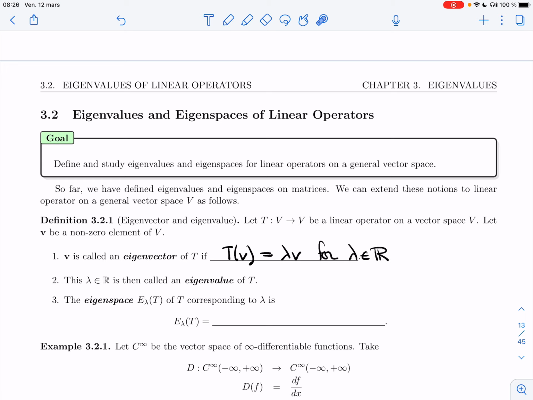All right, so this lambda is called an eigenvalue of T, and the eigenspace E lambda of T corresponding to lambda is the space of all vectors v in V so that Tv is lambda v. Let's put W, because I've put an assumption here that it's a non-zero vector. Once you define the eigenspace, you allow all eigenvectors plus the zero vector.